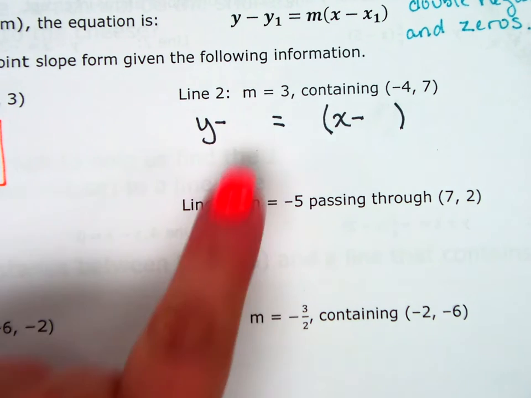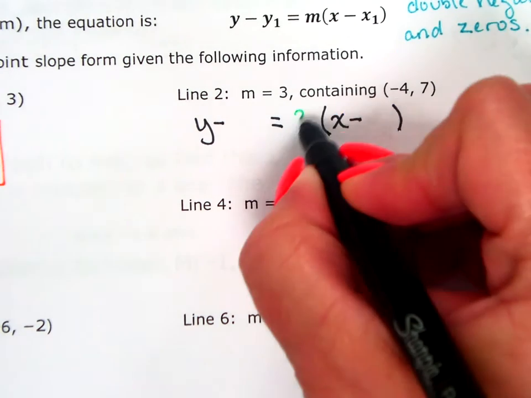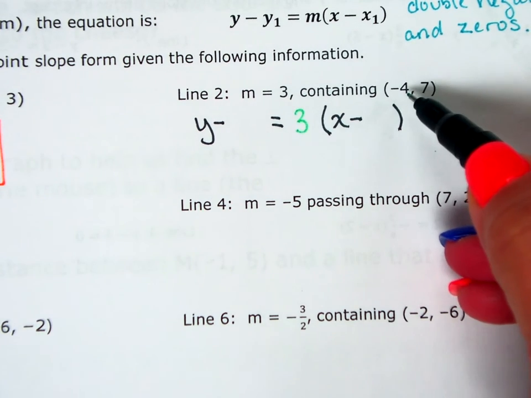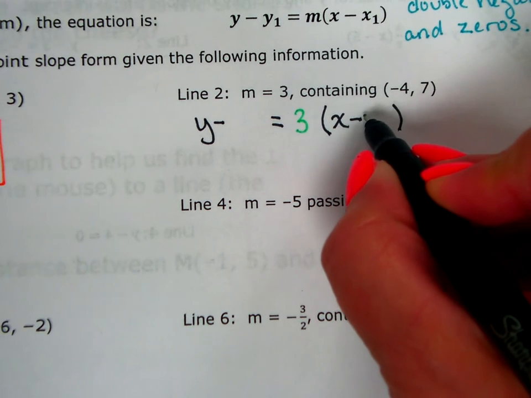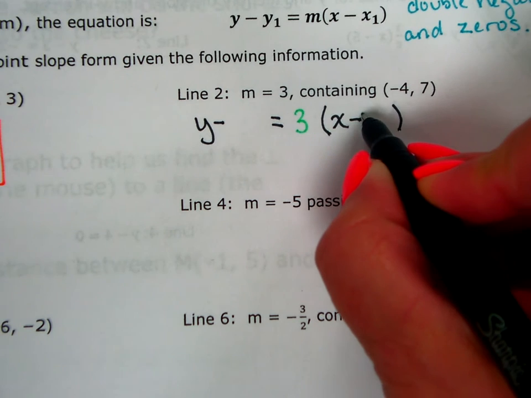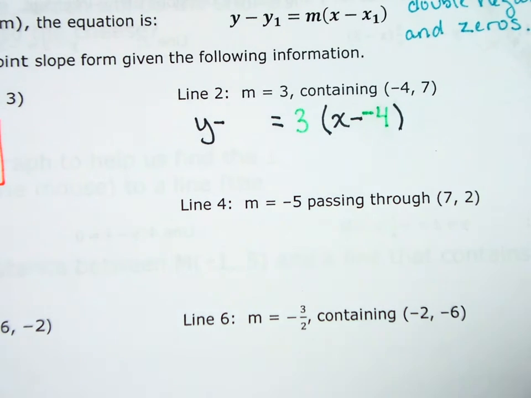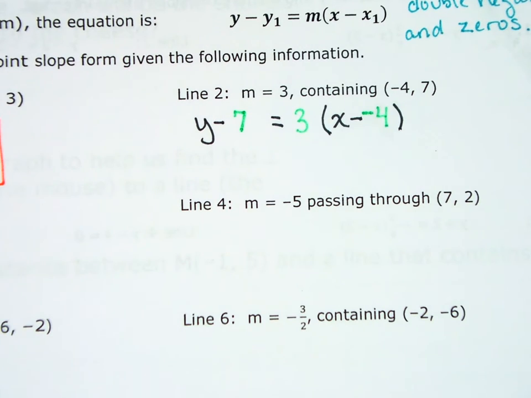Where does my slope go? In front of the parentheses. Where does the x value go? Inside with the x. X goes with x, y goes with y. Now, I already have a minus there, but I still need to put that it's a -4. And then my 7, my y goes with y. X goes with x, y goes with y. Slope is out in front all by itself in front of that parentheses.